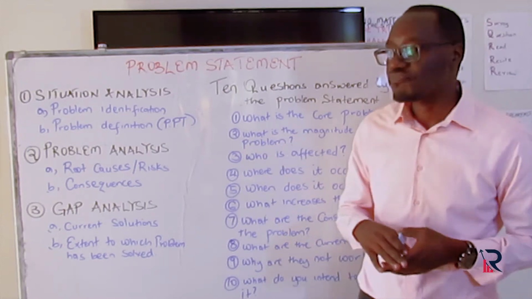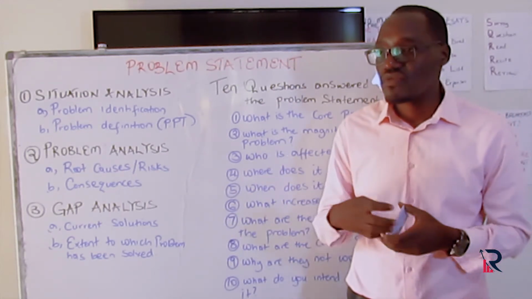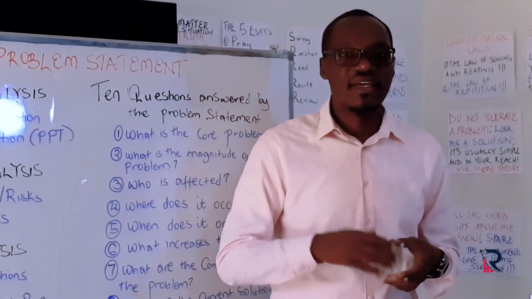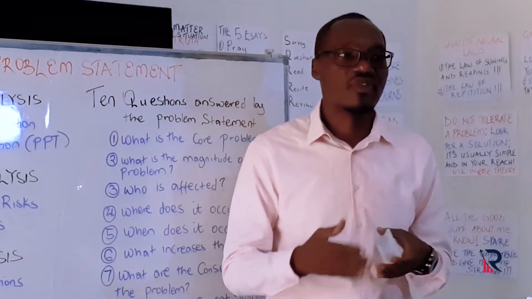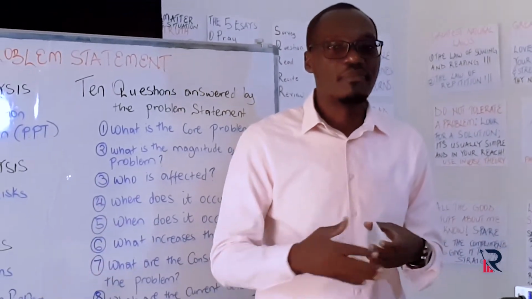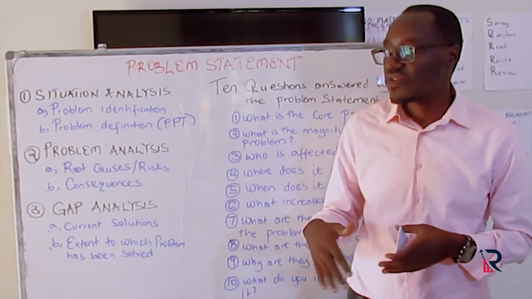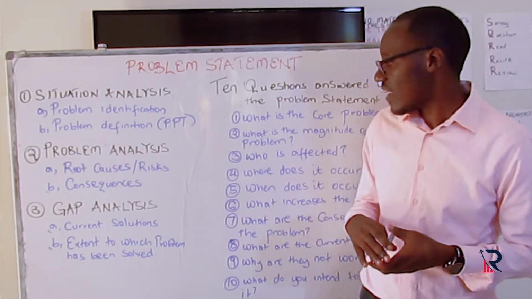Then we have who is affected. So here now we are looking at the dimensions of the problem. We are looking at the people who are affected by the problem. So this may be an ethnic group, this may be an age category, this may be a different sex, maybe male or female. So you have to tell us who is affected, okay?